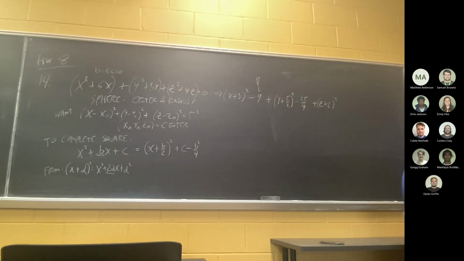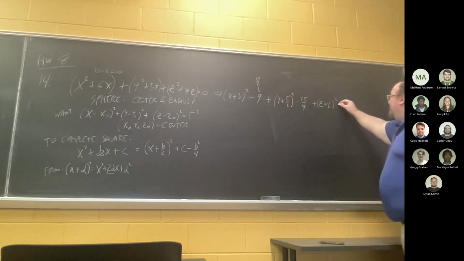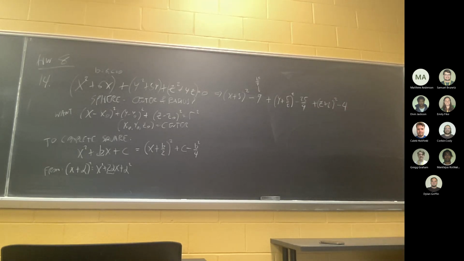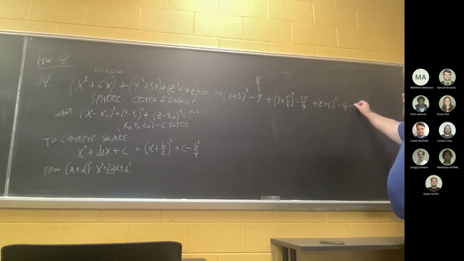Minus 4. Wait, 4 squared over 4 is 4. Sorry, I put a different number in my head. Yeah, so b is 4, so 16 over 4. All right, and all that still equals 0.